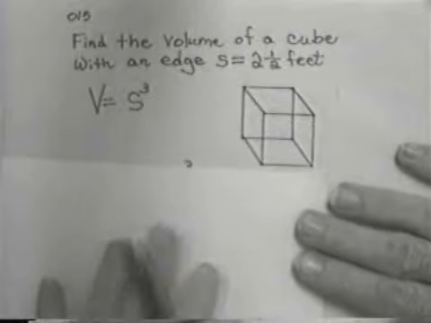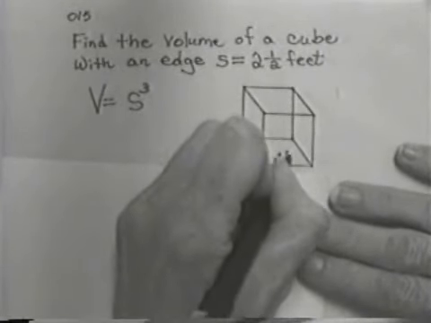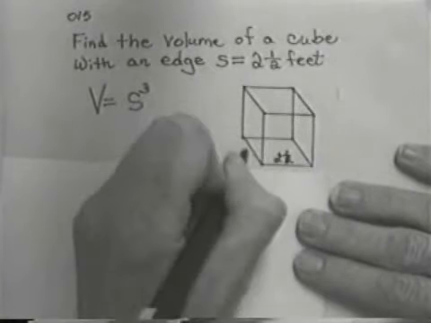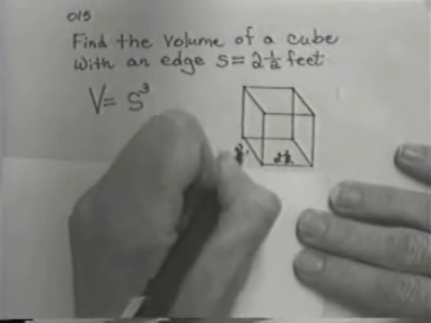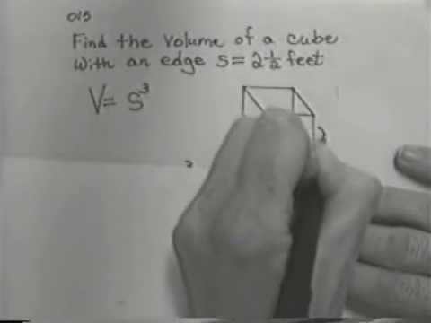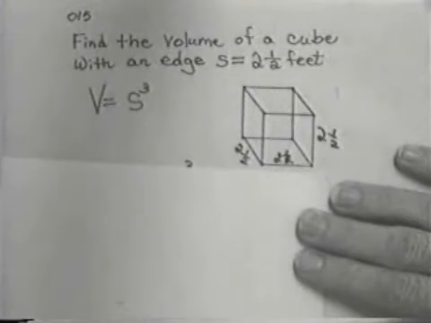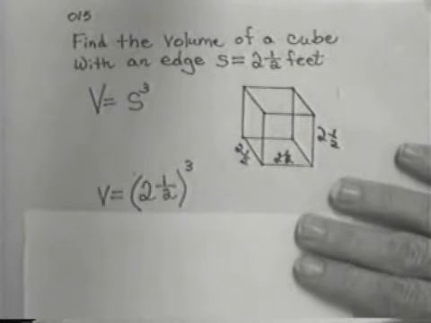So in other words, if this were my cube, my length would be 2.5, my width would be 2.5, and my height here, and I'm going to label my height over here, would also be 2.5 feet. So all three of those dimensions, since the cube's surfaces are all squares, they'd all be the same. So if I fill into that formula, I would just have 2.5 cubed.